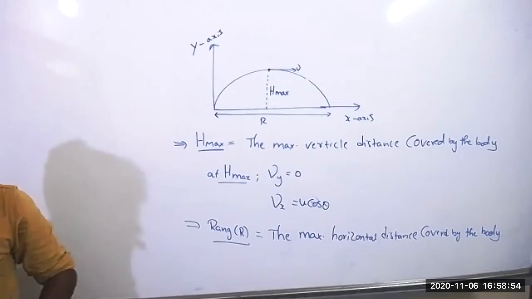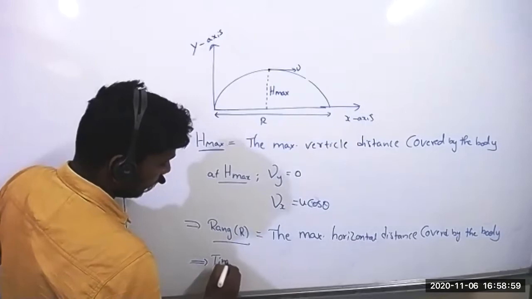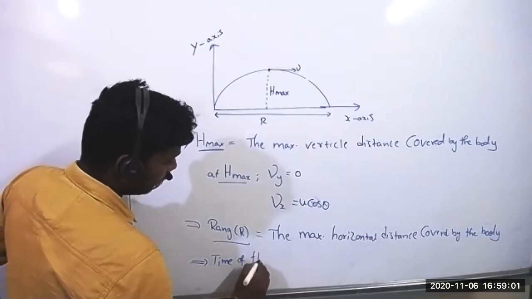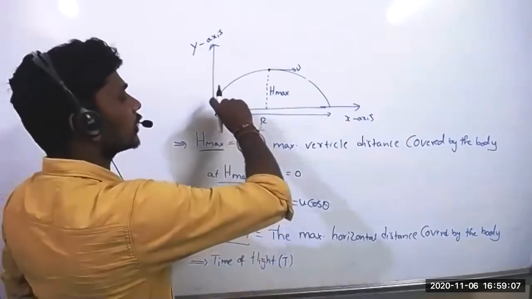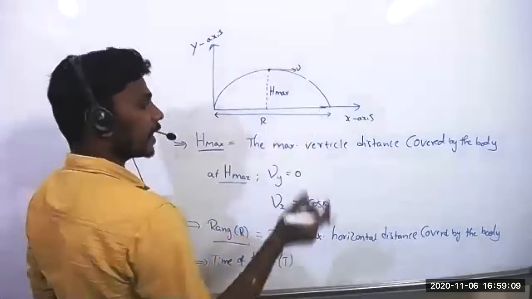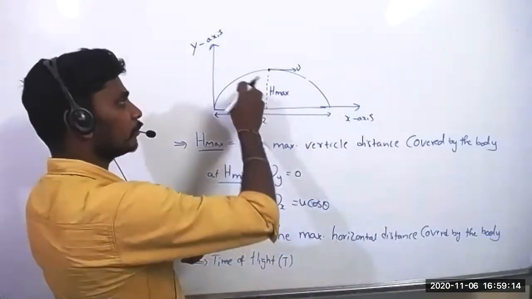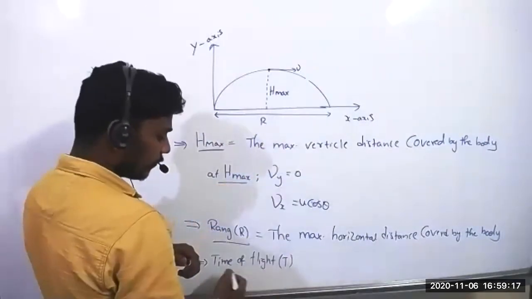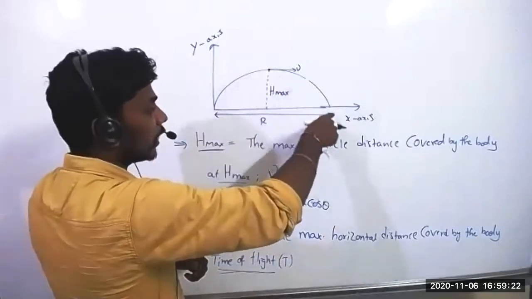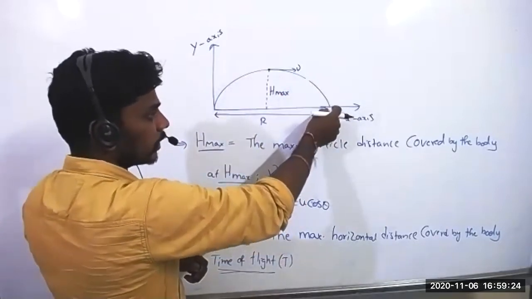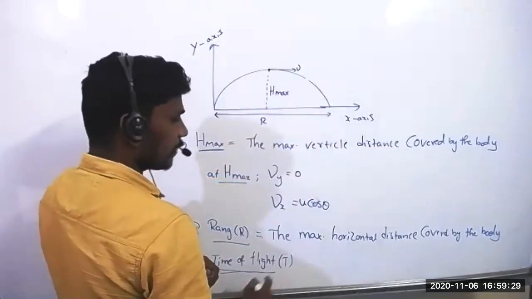One more point: time of flight. Time of flight means the total time the body spent in the air. How much time after projection, reaching back to the projection point, it will spend in the air, that is called time of flight. Am I clear?